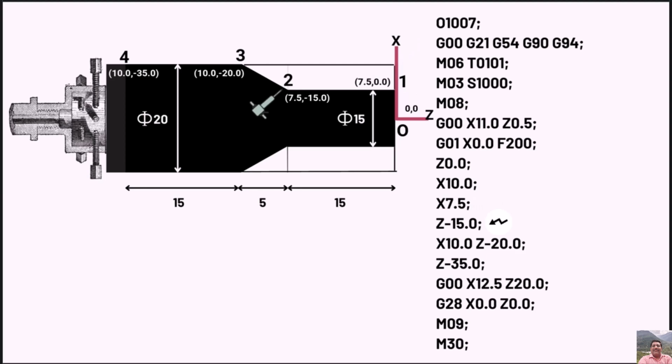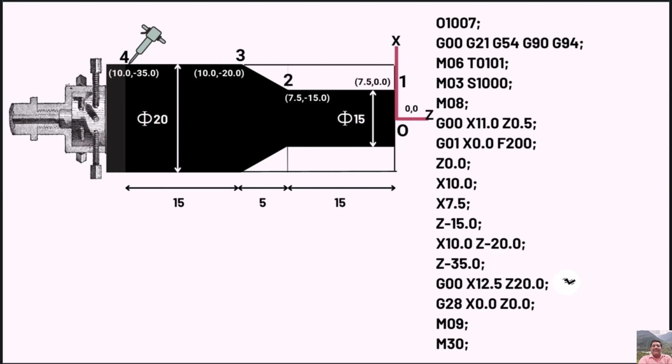Z-15.0. Now again 20 mm diameter has to be maintained till 5 mm span in Z-axis. So we basically need to propagate from X7.5 mm position to X10.0 position. For this we shall use the code X10.0 Z-20.0. Now the tool is in its final span, so we will simply write Z-35 to finish the operation.